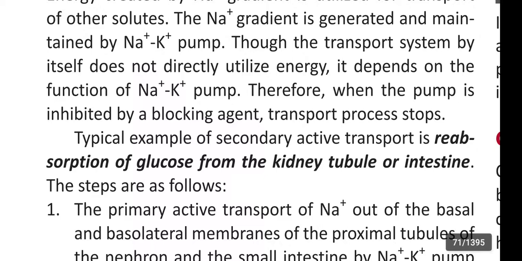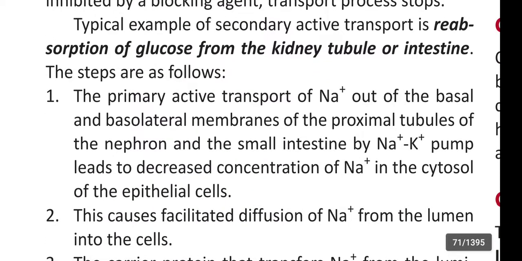A typical example of secondary active transport is reabsorption of glucose from the kidney tubule or intestine. The steps are as follows. The first step is the primary active transport of sodium out of the basal and basolateral membrane of the proximal tubules of the nephron and the small intestine by the sodium potassium pump, which leads to decreased concentration of sodium ion in the cytosol of the epithelial cells.